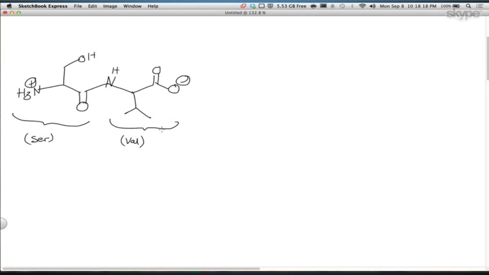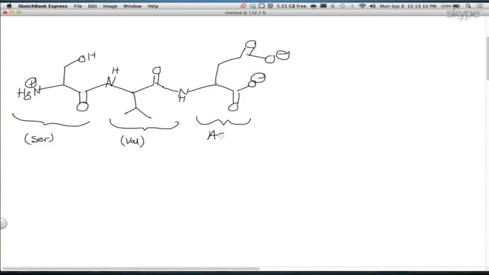Now, let's connect the valine to aspartate. Let's extend this chain by connecting the valine to aspartate. Okay. That's good. That's good that you took your time and kind of worked that out.